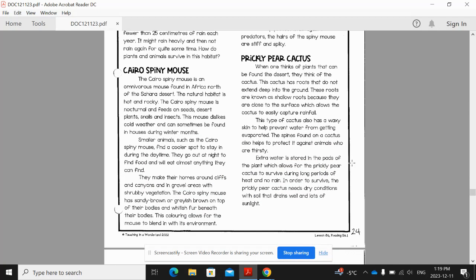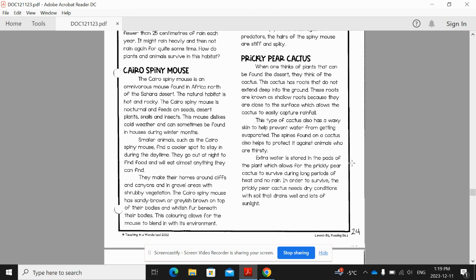Our first example is the Caro spiny mouse. The Caro spiny mouse is an omnivorous mouse found in Africa north of the Sahara Desert. The natural habitat is hot and rocky. The Caro spiny mouse is nocturnal and feeds on seeds, desert plants, snails, and insects. The mouse dislikes cold weather and can sometimes be found in houses during winter months.